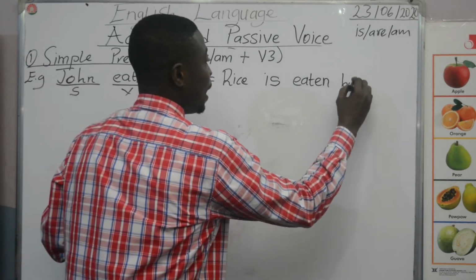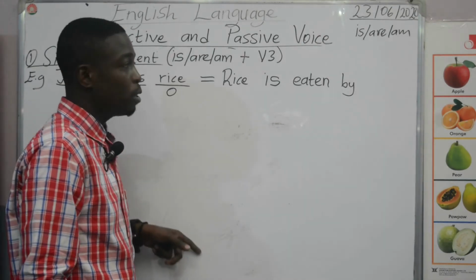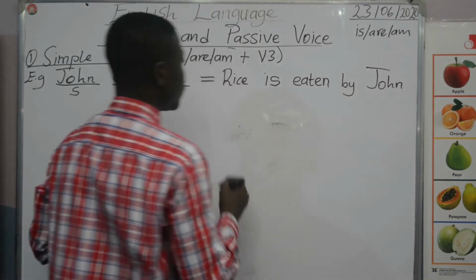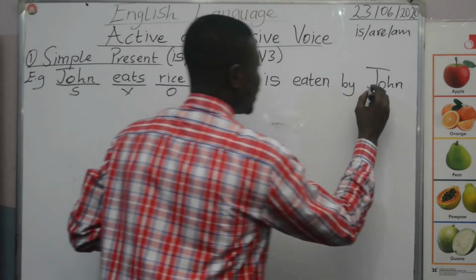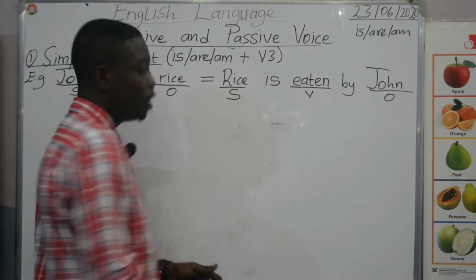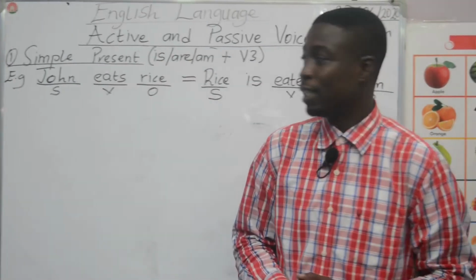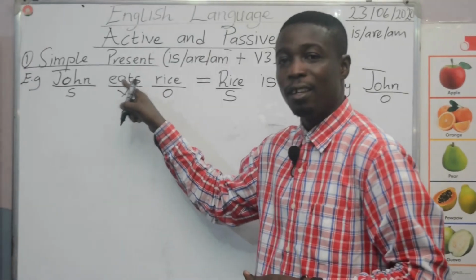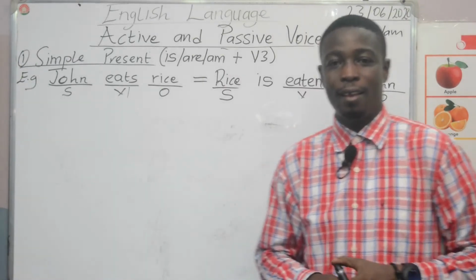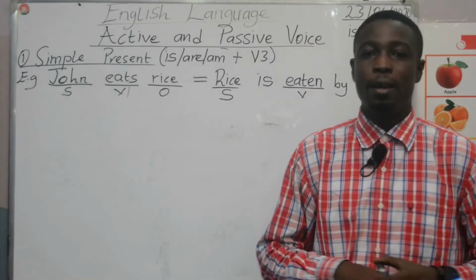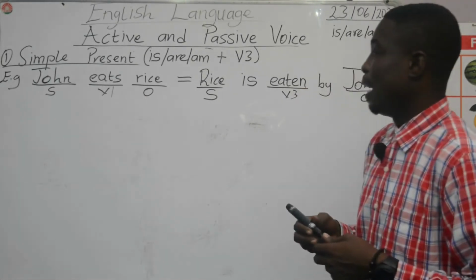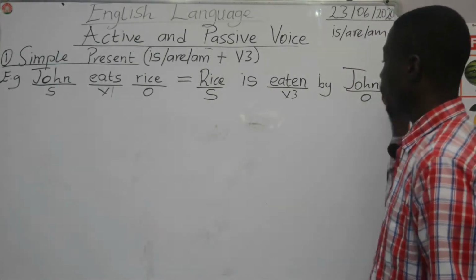By John. So rice now becomes the subject, John now becomes the object. And then the main verb changes to V3. But in the first, or the active voice, the main verb is V1. The verb there is V1. So V1 now changes to V3. Subject and object switch positions.